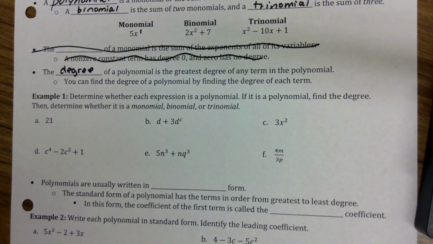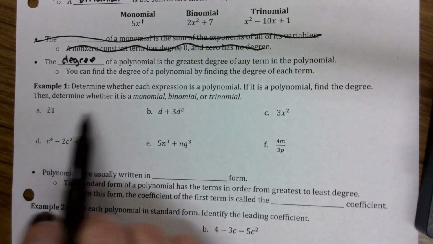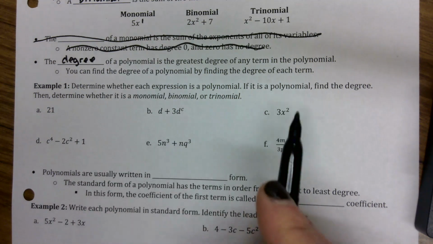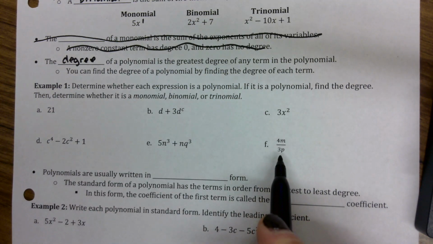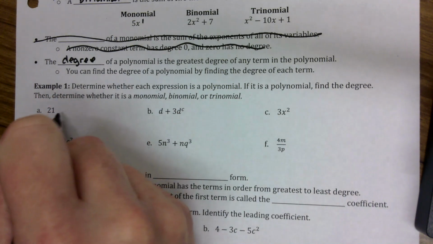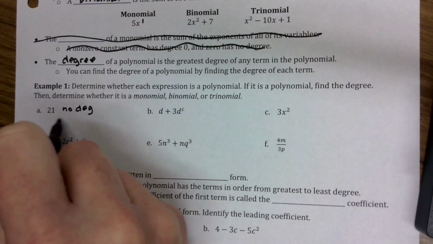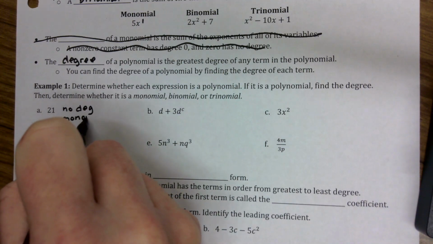Example 1, determine whether each expression is a polynomial. If it is, find the degree and then write whether it's a monomial, binomial, or trinomial. So a polynomial is never going to really have division where the variable is in the exponent or in the denominator. So yes, it is. The degree, there isn't one, so no degree. And it's one term, so it's a monomial.